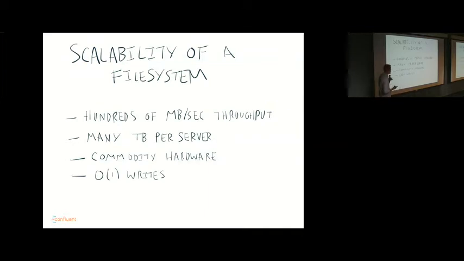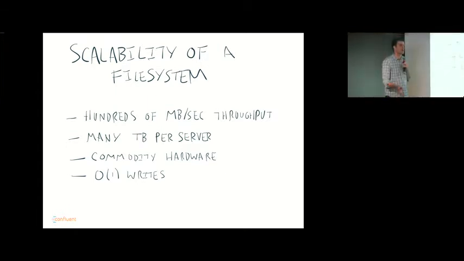The first thing we needed was to be able to handle log data, big, not that valuable data. And to do that, you have to have good unit performance. Each server you buy adds capacity, and that capacity is cheap, right? So you want to get what you get when you log out to the file system, hundreds of megabytes per second per server of throughput. You want to be able to store many terabytes per server. You want to be able to run this on cheap hardware.